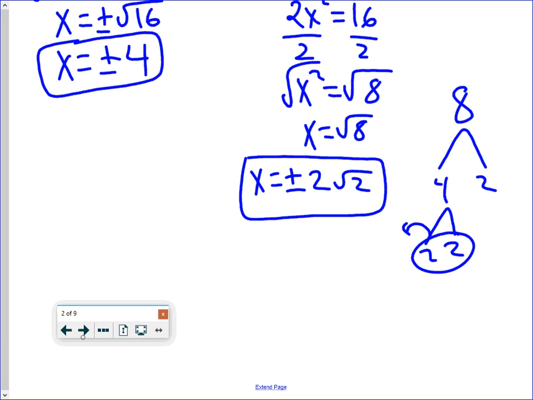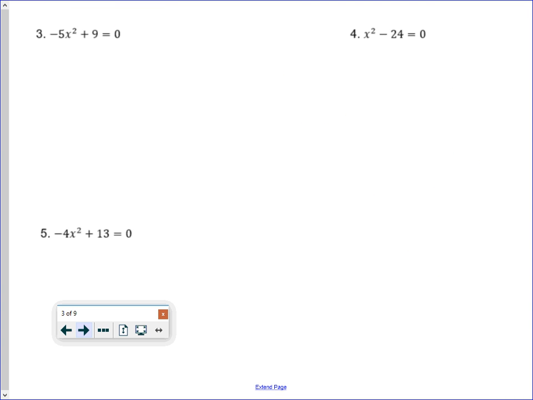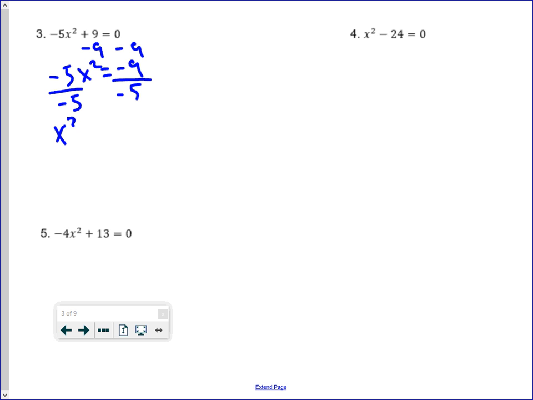All right, let's keep going. We have 3 more problems here. Let's get to it. Negative 5x squared plus 9 equals 0. We're going to subtract the 9 on both sides. We get negative 5x squared equals negative 9. Divide by negative 5 on both sides, and we get x squared equals negative 9 divided by negative 5, which is positive 9 over 5.